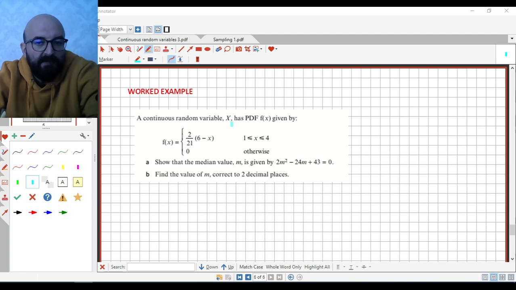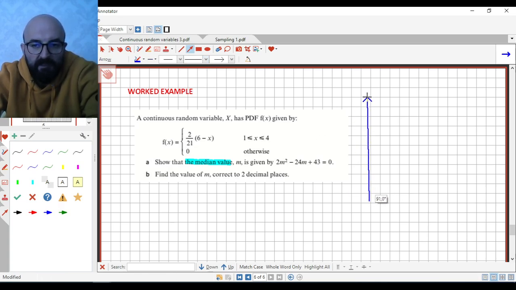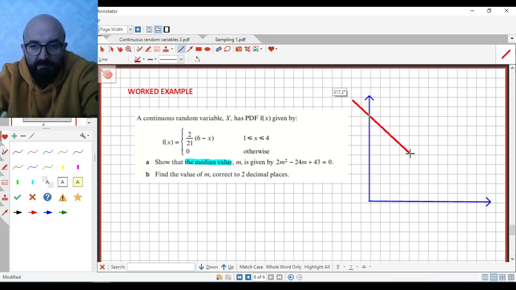A continuous random variable x has PDF f(x) given by this. Show that the median value m satisfies m square minus 24m plus 43 equals 0. As you remember, on the PDF graph, for example, let it be like this, and the median point, let it be here.